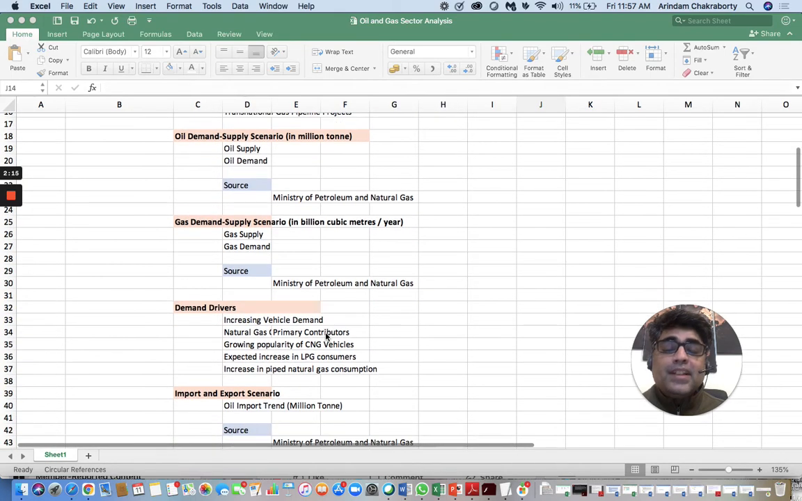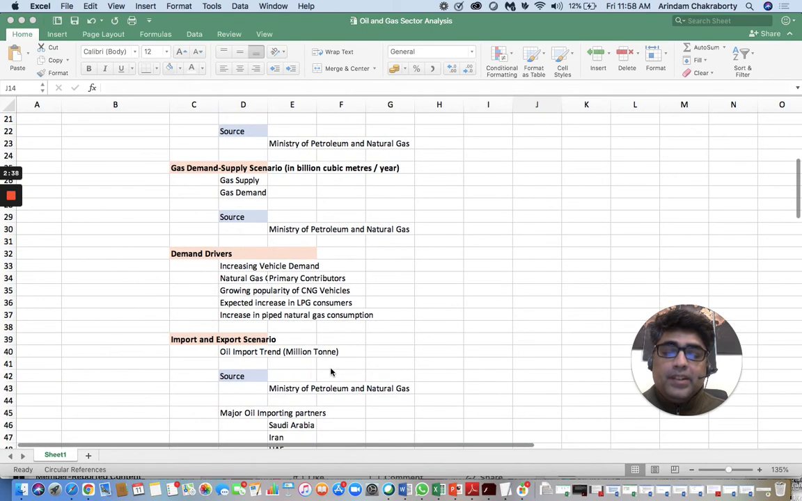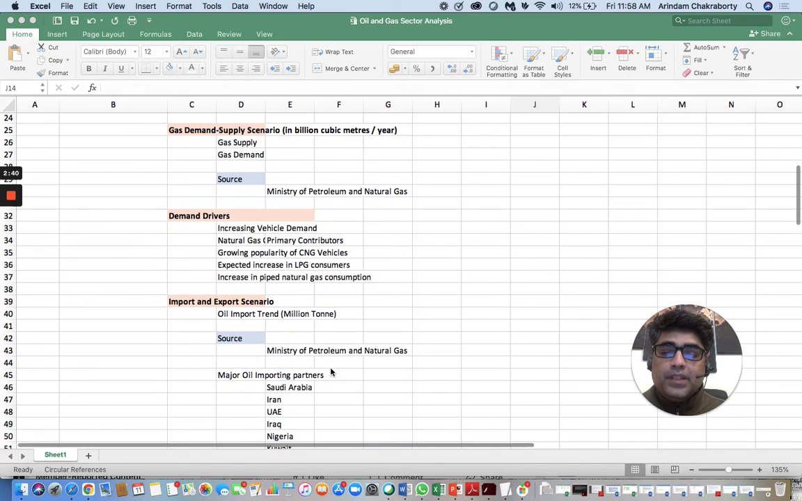Then we need to understand the demand drivers for this particular industry. It may be, say, increasing vehicle demand, natural gas as a primary contributor, growing popularity of CNG vehicles, expected increase in LPG consumers, or increase in piped natural gas consumption. There may be many, but these are a few of the aspects which I thought of sharing with you. So demand drivers are an element we can focus on.